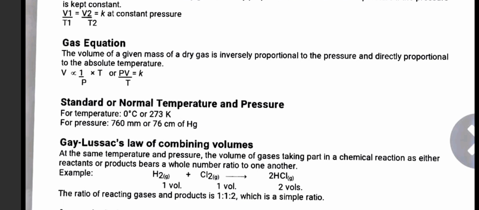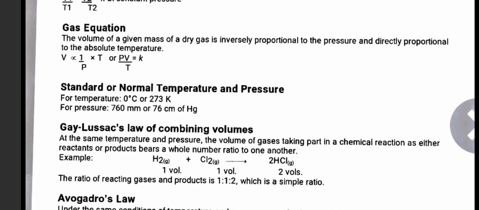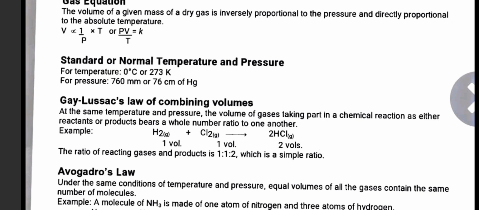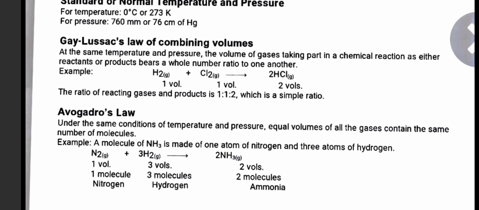Okay, so now Gay-Lussac's law of combining volumes, at the same temperature and pressure. The volumes of gases taking part in a chemical reaction, either reactants or products, bear a whole number ratio to one another. Example, H2, which is a gas, plus Cl2, which is also a gas, gives 2 HCl, which is also a gas. So one volume of hydrogen plus one volume of chlorine gives 2 volumes of HCl. So the ratio is 1 to 1 to 2. Now what is Avogadro's law?